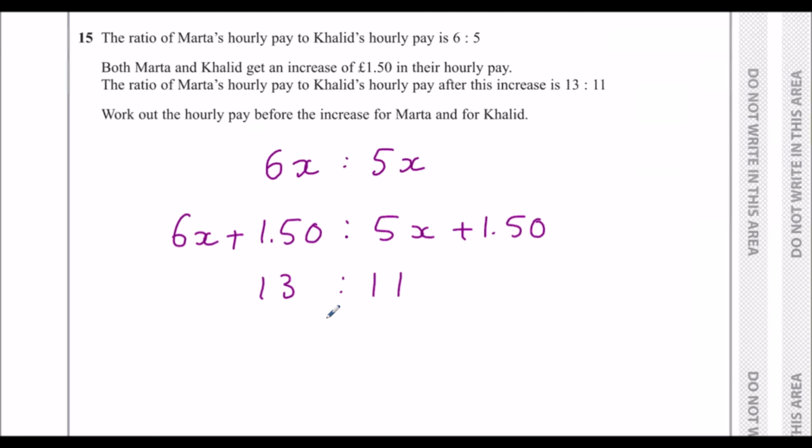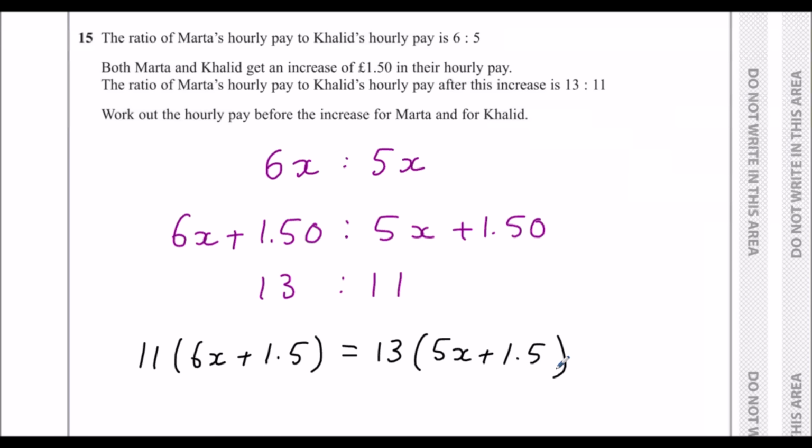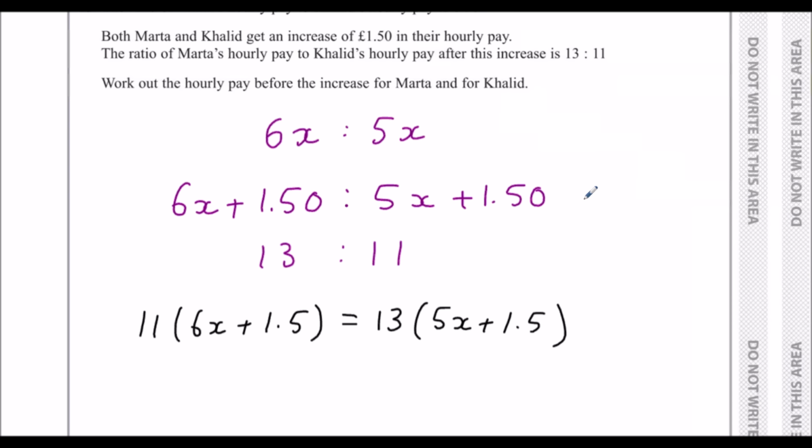So if two things are in the ratio of 13:11, if we times the 13 side by 11 and the 11 side by 13, we can make them equal to each other. So we can say 11 lots of 6x plus 1.5 is the same as 13 lots of 5x plus 1.5. What we could have also done at this stage is written them as fractions and said 6x plus 1.5 over 5x plus 1.5 is the same as 13 over 11. I then times both sides by the fractions and then ended up with the same line.